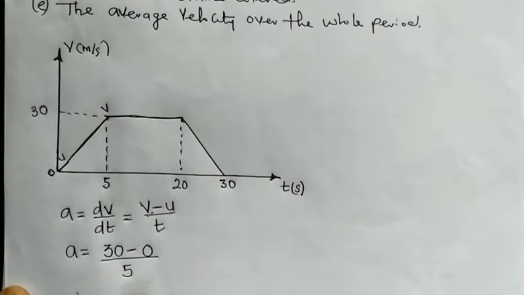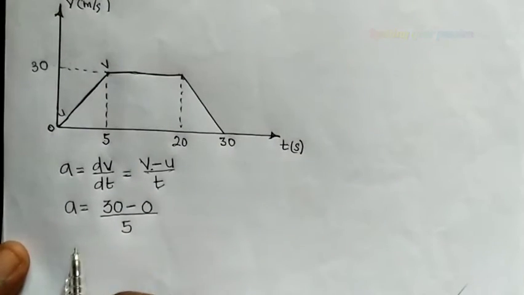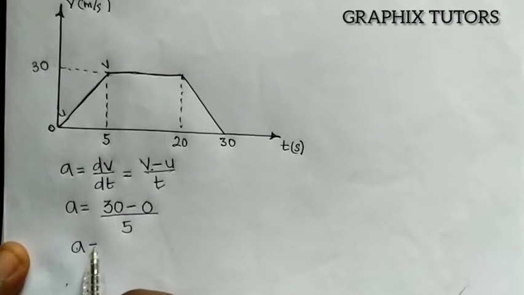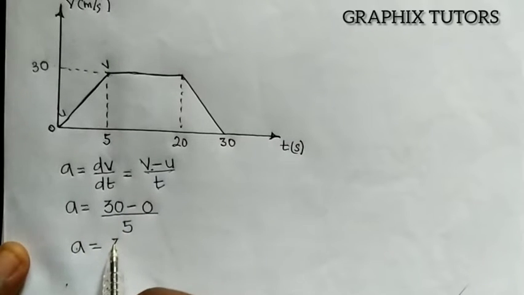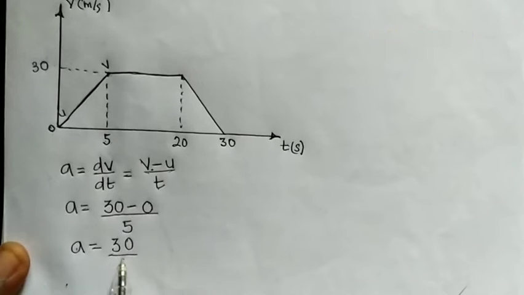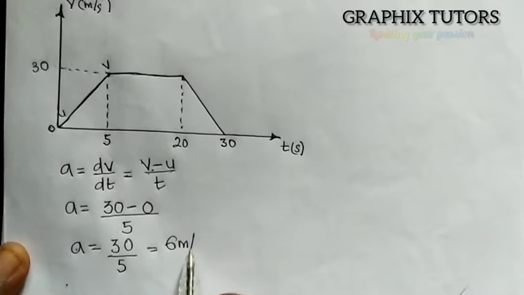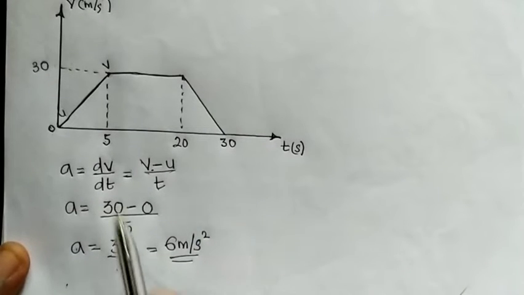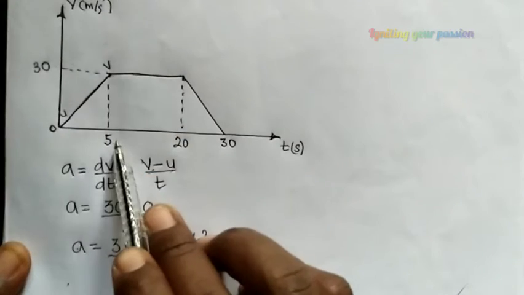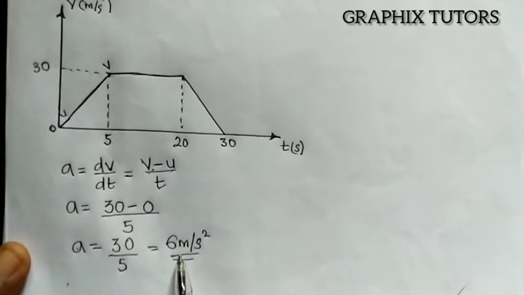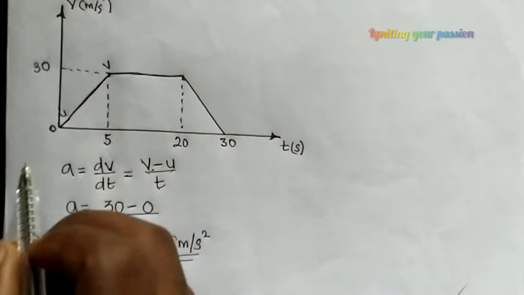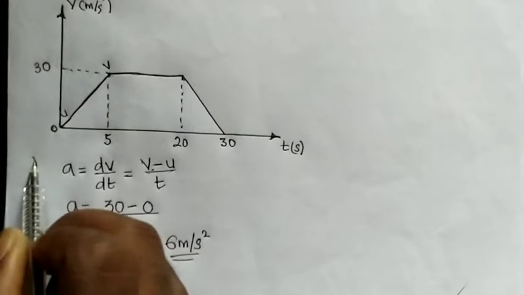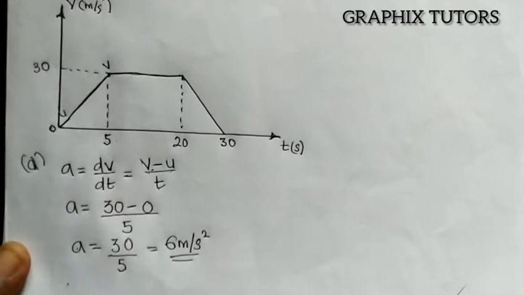So in the long run, we say that my acceleration will be equal to what? 30 all over 5, which will give me 6 meter per second square, which is the unit of acceleration. So the acceleration of the car in the first 5 seconds is 6 meter per second square. So this is solution number A that we just did now.